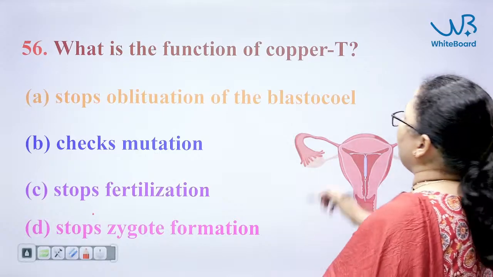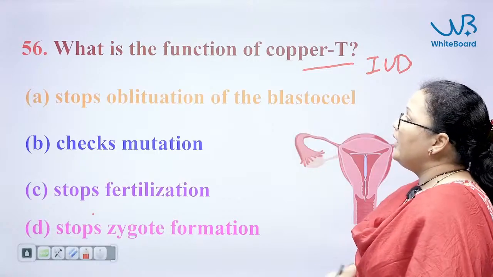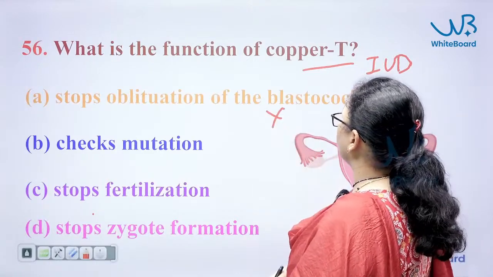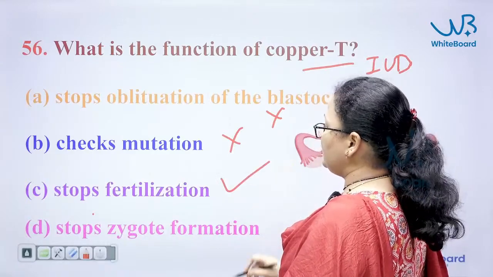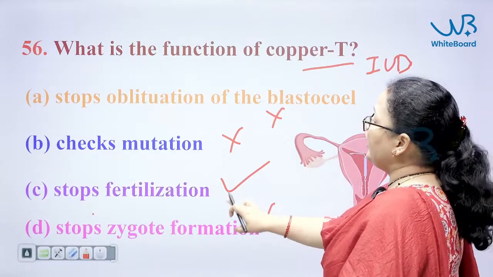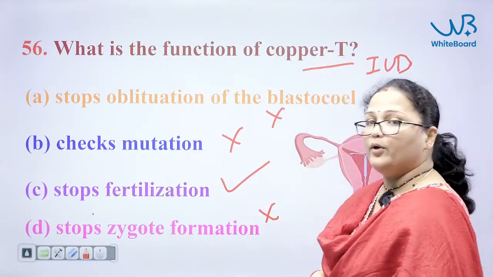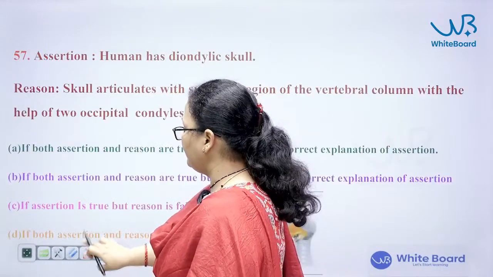Copper T is basically an intrauterine device or IUD. It stops implantation of the blastocyst, no. Checks mutation, no. Stops fertilization, yes. Stops zygote formation. So, this will inhibit the fertilization process, the copper T device, which acts as the intrauterine device.